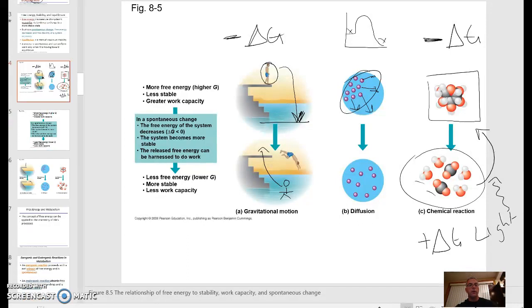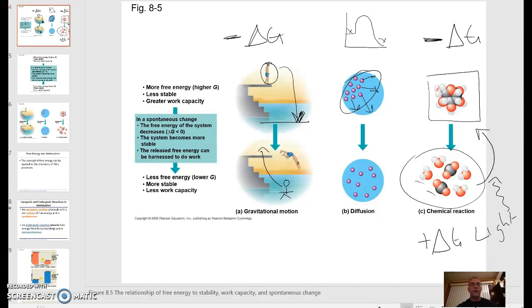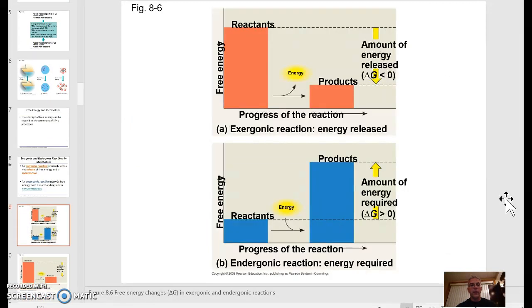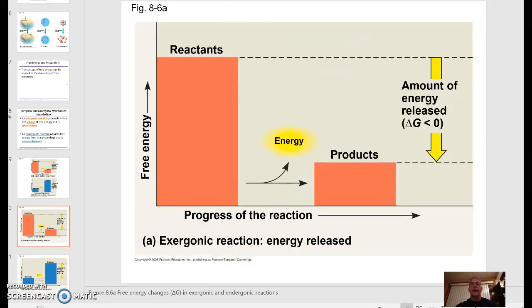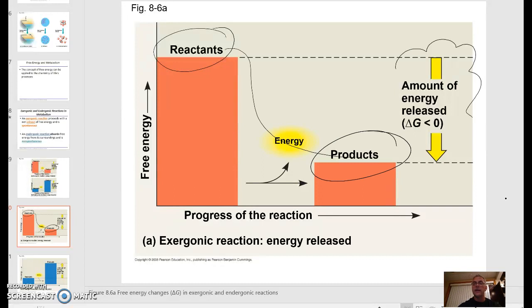So the overall thing that we're taking a look at is what's happening with our energy. So one of the things that you need to be able to do is look at graphs. And in this particular graph, it's just graphing the progression of the reaction over time compared to the free energy. So in this case right here, my reactants and my products. And the big thing that we notice is my value is negative in this case because we have a release of energy, and that can be used to do some work for us.